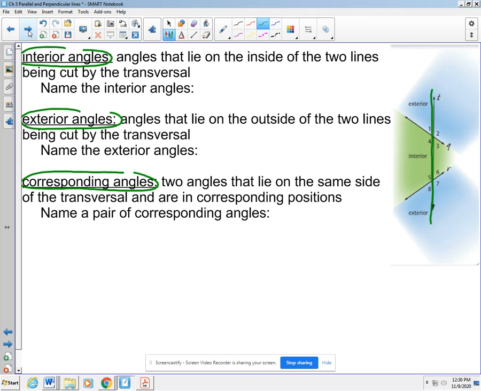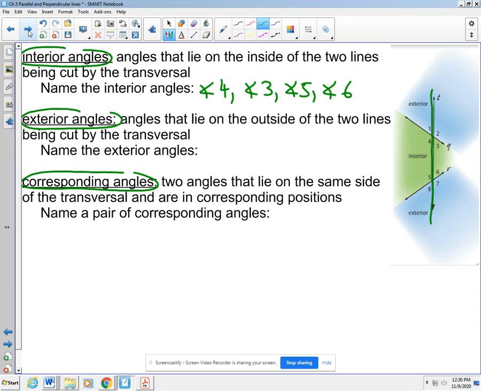Okay, so interior angles have to be inside. So how many interior angles do we have? We have 4 of them: angle 4, angle 3, angle 5, and angle 6. Okay, so interior angles, they are inside of the two lines.